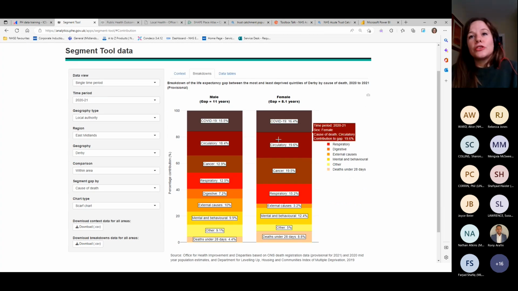The scarf chart gives a nice visual of the proportion of the gap in life expectancy between the most and least deprived populations within Derby, and which conditions make up that gap. At the moment, we can also see the impact of COVID, but the biggest contributors to the gap in life expectancy are, I would say, circulatory disease, cancer and respiratory disease.